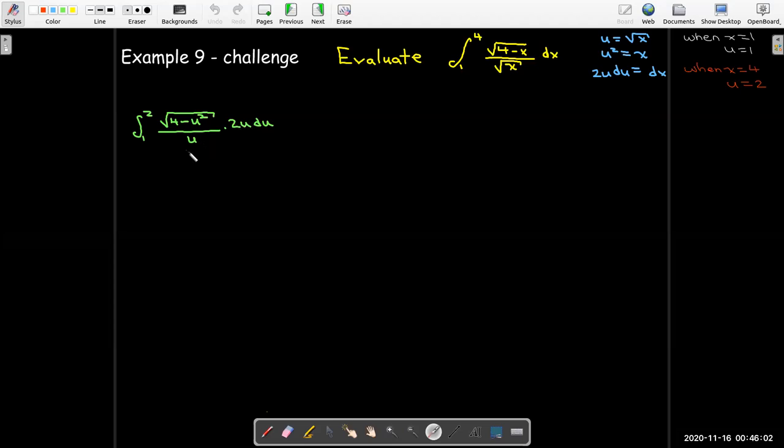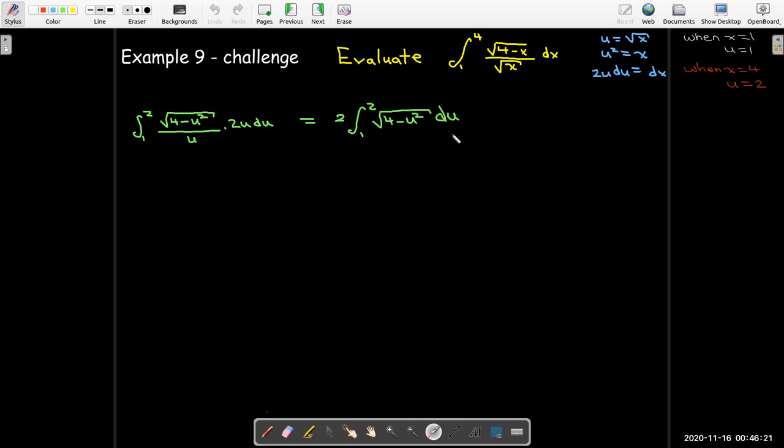So the u's are going to divide out. I can bring the 2 in front of the integral, and now my integrand is radical 4 minus u squared du.